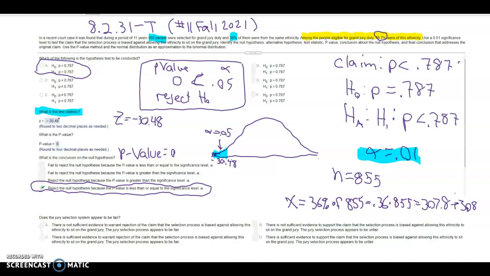Now, does the jury selection appear to be fair? Looking at the bottom here, follow the flowchart in your notes, noting that the claim does not include equality, and we did reject the null hypothesis. You should come up with the answer of, there is sufficient evidence to support the claim that the selection process is biased against allowing the ethnicity to sit on the grand jury. The jury selection process appears to be unfair.